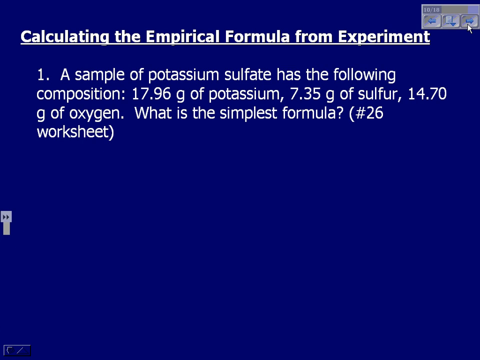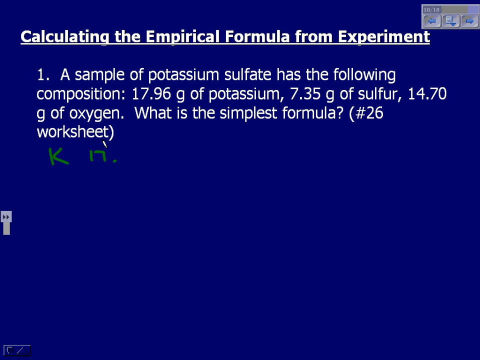Now you'll notice from this example here, it states that this is number 26 on the worksheet. So you will have been given some extra practice worksheet, and this is number 26. I wasn't going to make up a new one, so I'm using the same one. Well, let's go ahead and solve this. A sample of potassium sulfate has the following composition. So in terms of potassium, what have I got? Well, I don't need to think about turning a percentage, and I don't even need to calculate a percentage. I could do it, but it would be a waste of time.